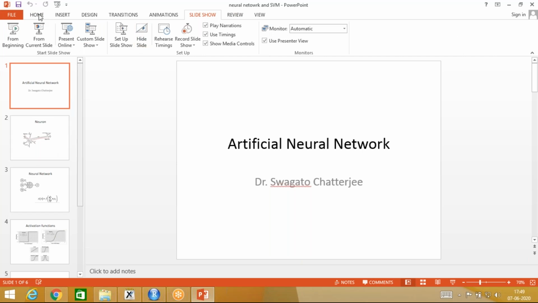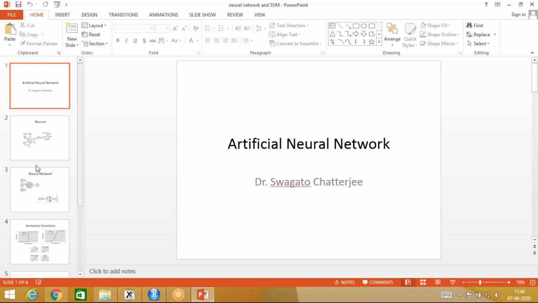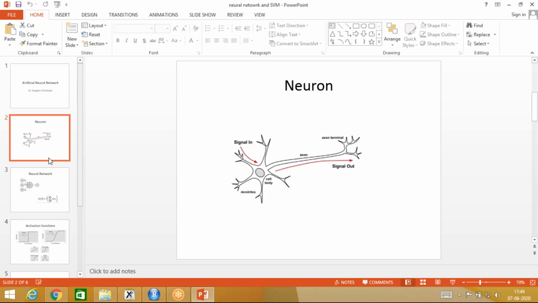So what I will do here is I will be going for artificial neural network. What is artificial neural network? A neuron looks like this in our body. It's a single neuron cell.